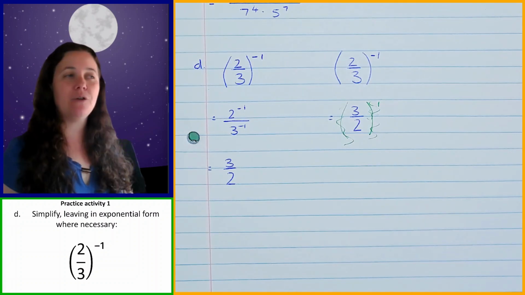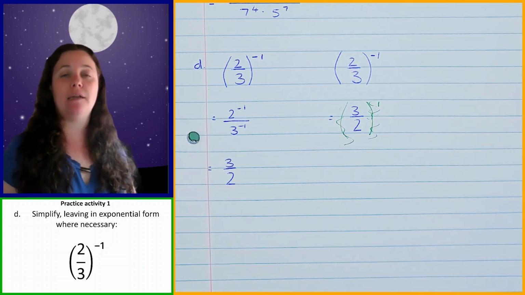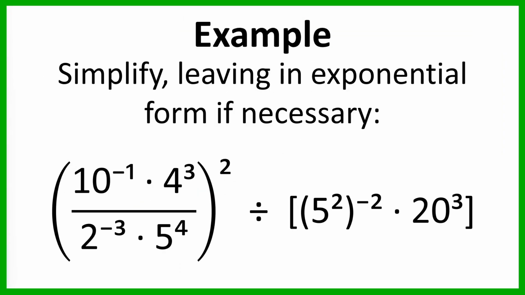Okay, right. Now let's have a look at some examples where we're going to actually be using this to help us to simplify more complicated expressions that involve other laws of exponents as well. So in this question, we've got in brackets 10 to the power of negative 1 times 4 cubed over 2 to the power of negative 3 times 5 to the power of 4, and all of that is squared. Then we're dividing that by 5 squared to the power of negative 2 times 20 cubed, all in brackets. Okay, so now let's have a look at how we do this question.